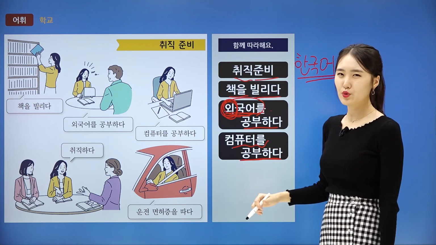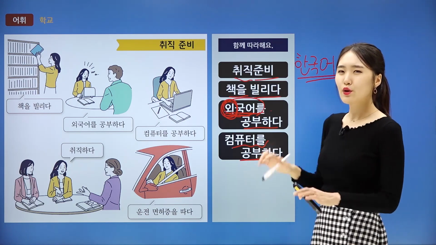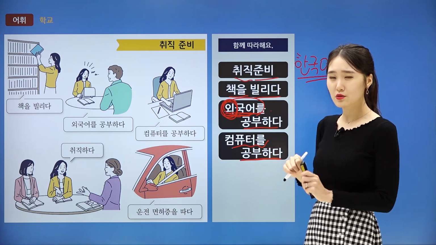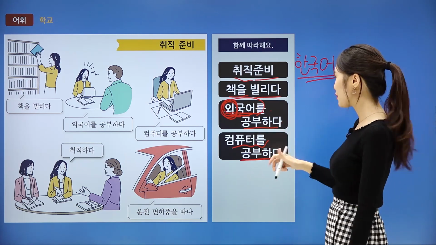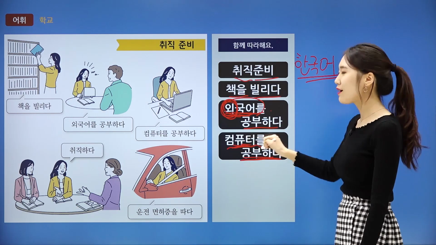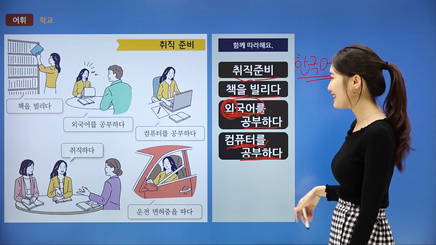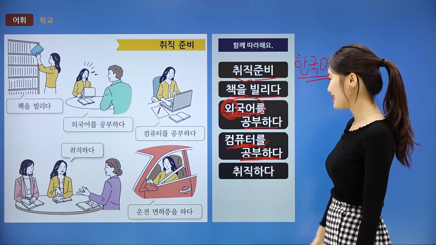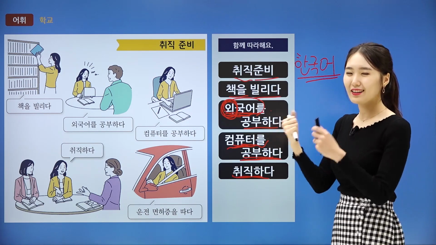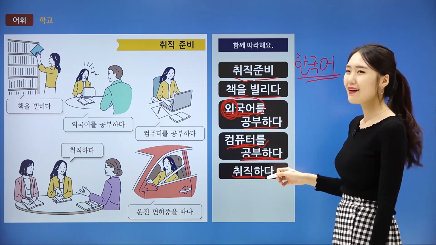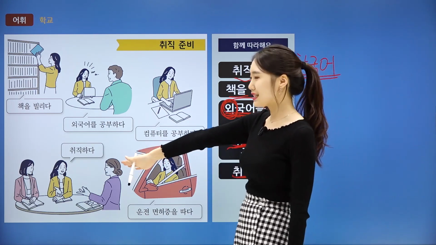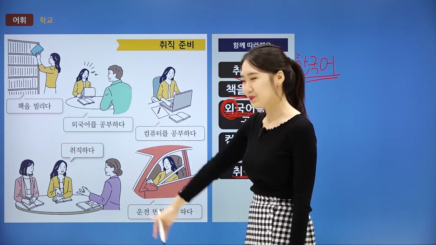Okay. And third one, she studies 공부하다. Which one? Computer. So these days, we have to study about computer, right? You have to fill out the documents and make some PowerPoints. Now you have to study 공부하다 computer. Okay. So, and last, she did get a job. 취직하다, got a job, means 취직하다. So, she 취직했어요.